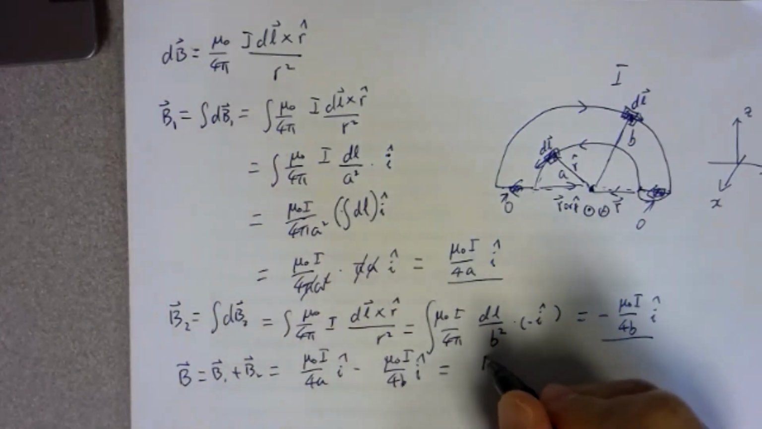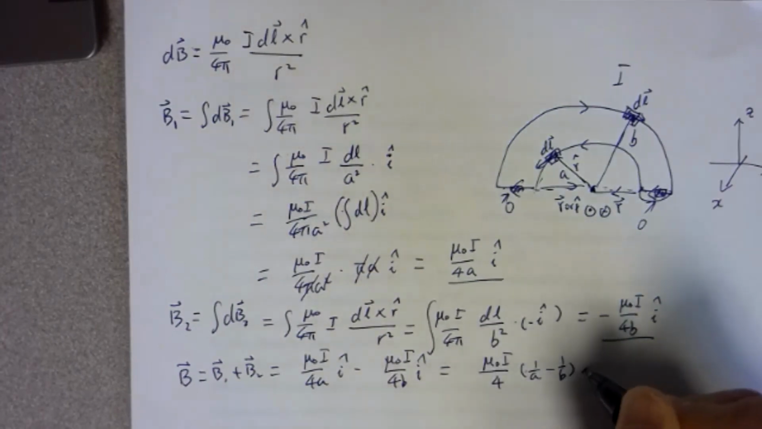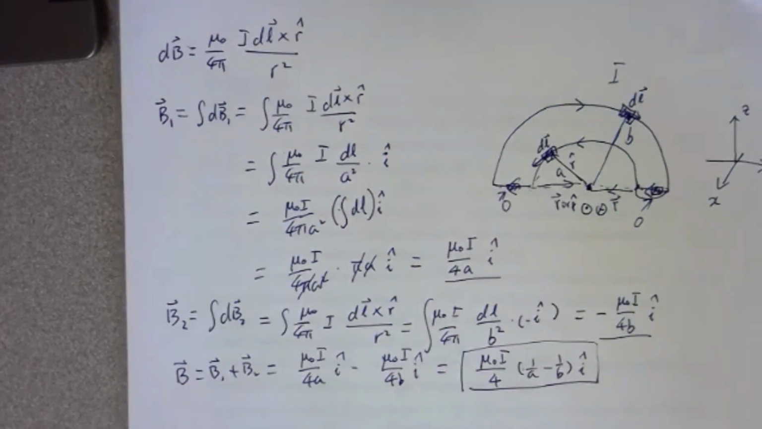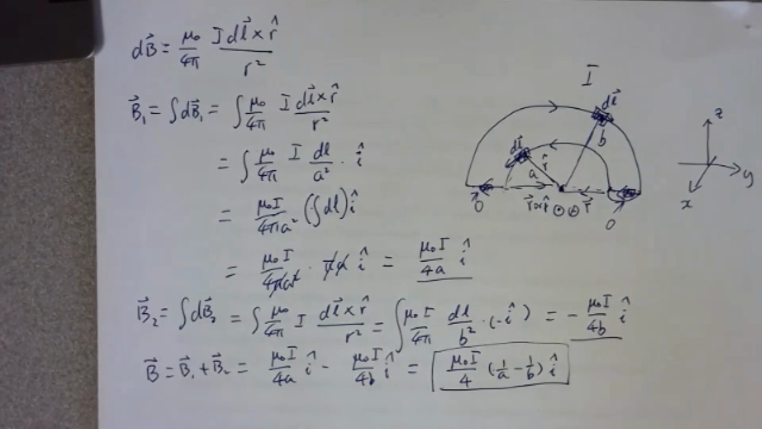So that tells you this is mu naught I over 4 of 1 over A minus 1 over B in the positive i direction. So that will be your final result. All right, so let's go back to the slide.